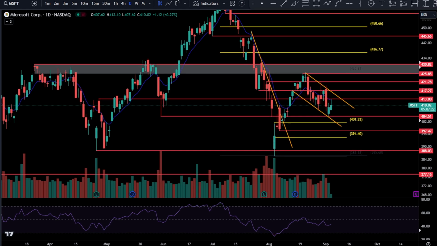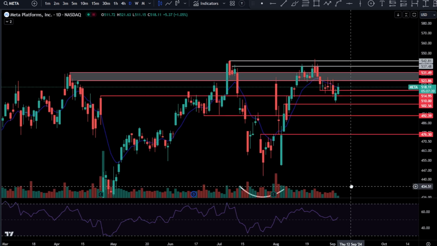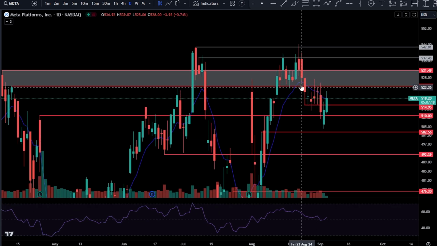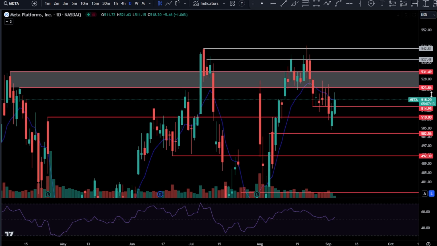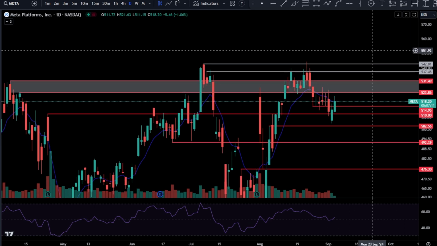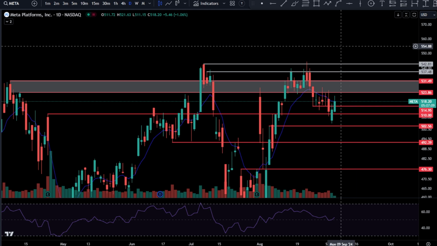All right, we already went over Tesla. We're not going to talk about it. Meta, same thing. You're finding sellers over here at your daily 9 EMA. If you start pushing up to 523.86 to 531.49, expect sellers there.